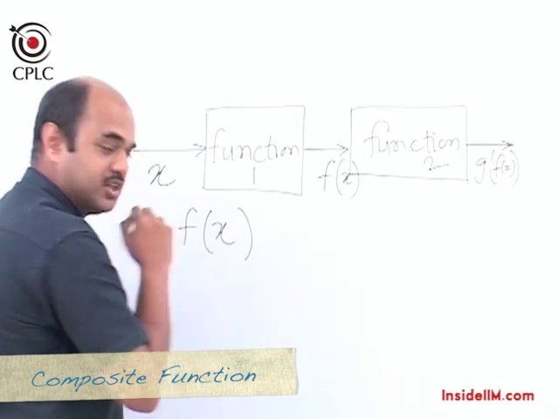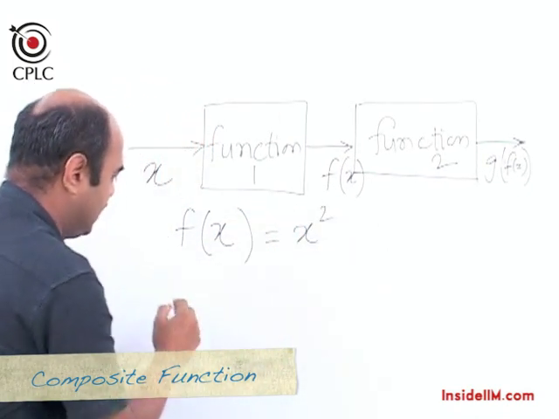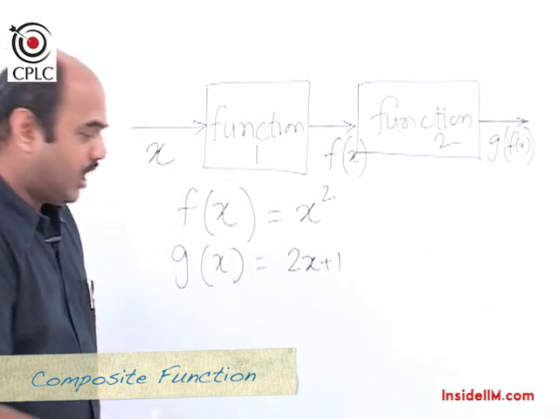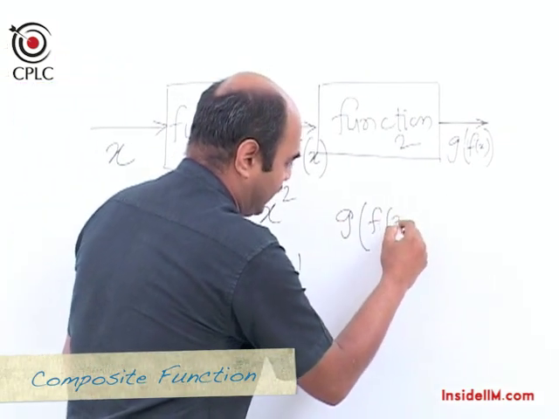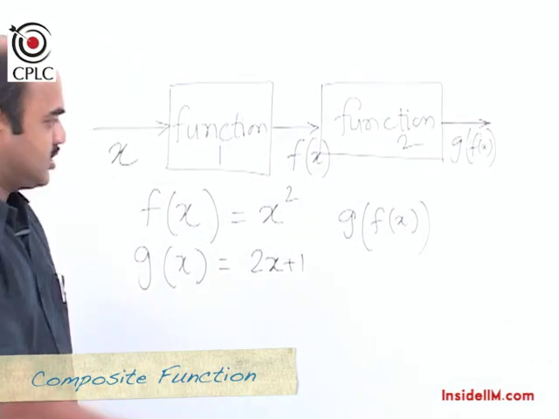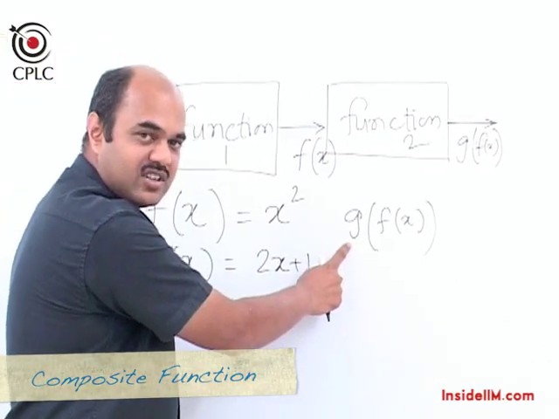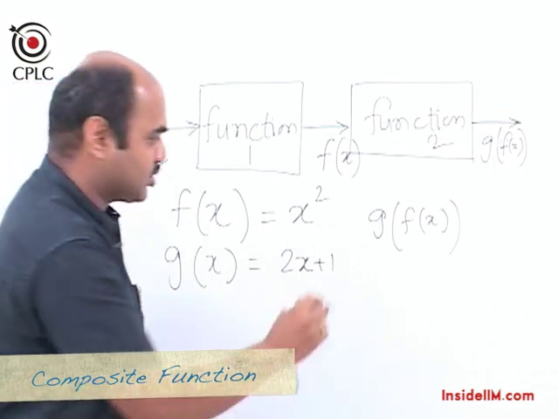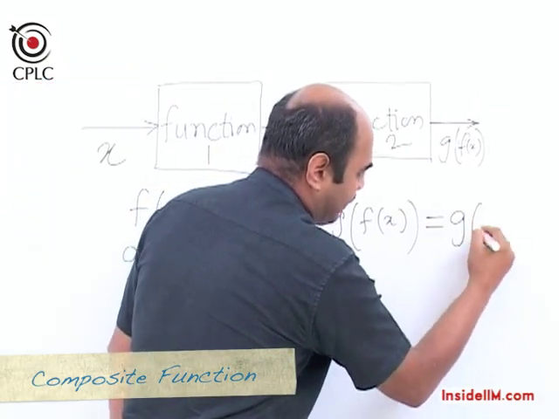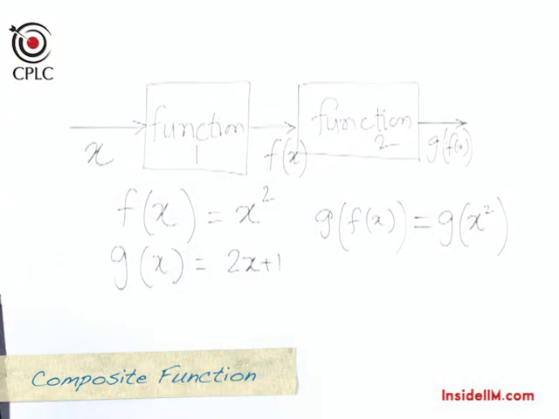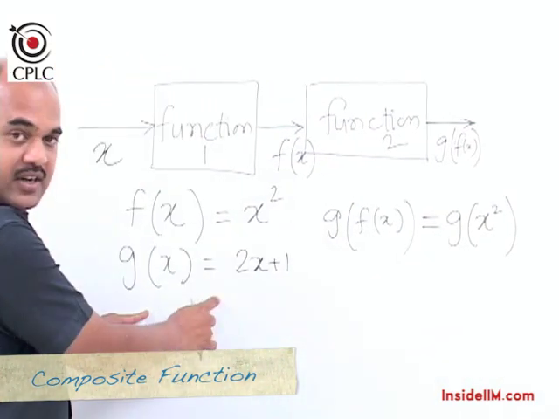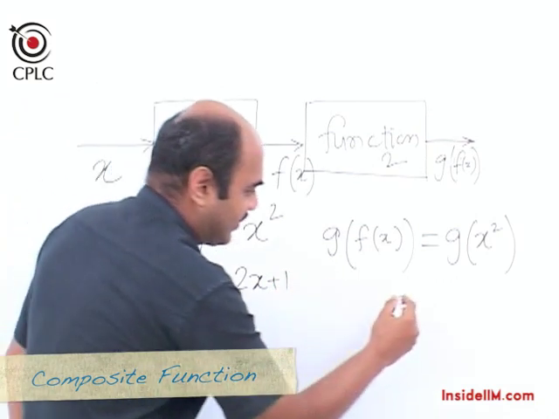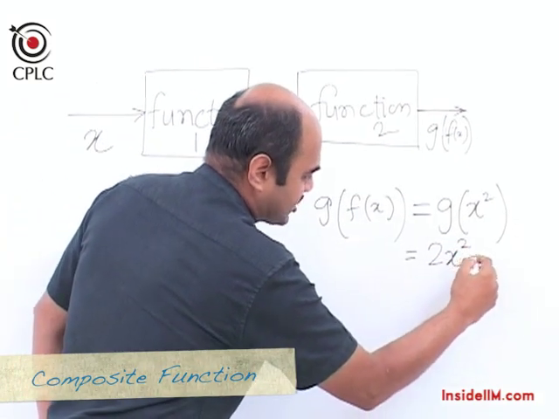Suppose we say there is a function f(x) which is equal to x square and there is a function g(x) which is equal to 2x plus 1. Now if we want to find g of f(x), then what that means is in the function g, wherever there is x, replace f(x), and f(x) itself is x square. So g of f(x) would mean we are finding g of x square. So in the function g(x), which was defined as 2x plus 1, wherever there is x, we replace it by x square. So g of f(x) will become equal to 2x square plus 1.